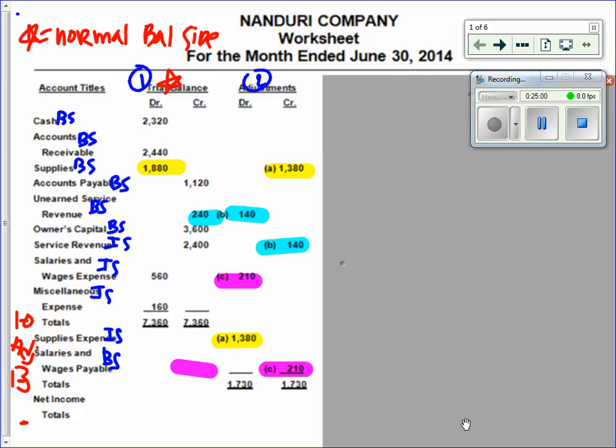Step 3, we have to update our trial balance. Now here's what's nice about the trial balance, the adjusted trial balance that is.